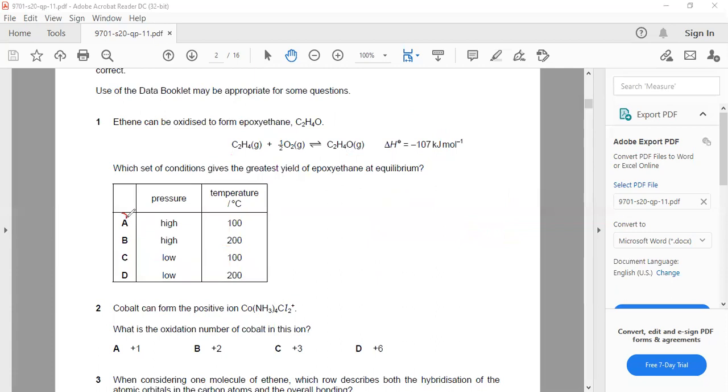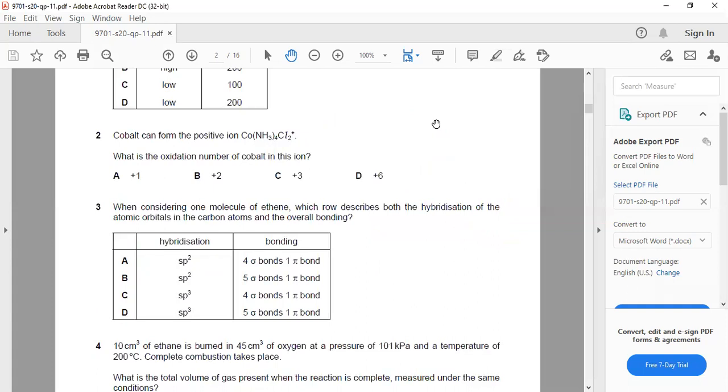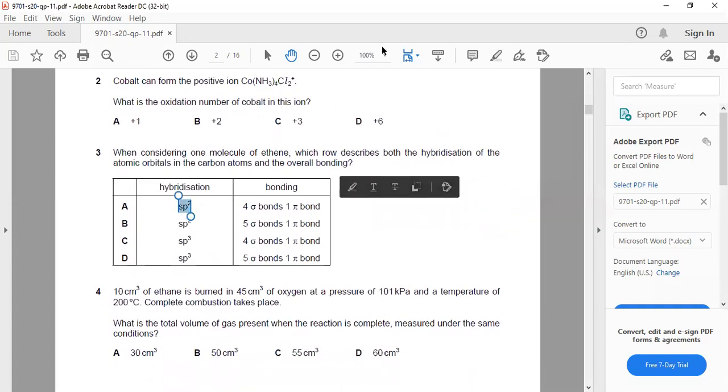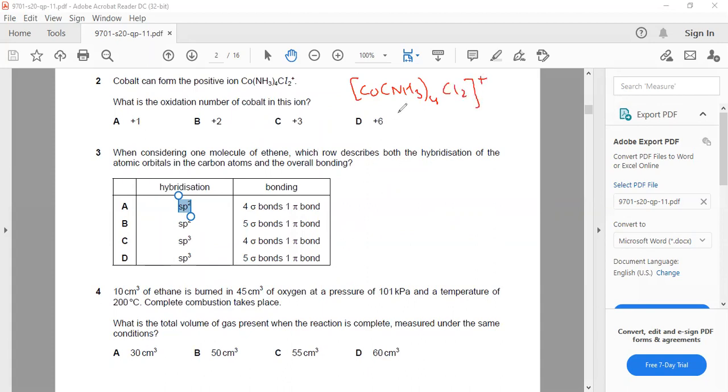I think an O-level student can also do it. Cobalt forms the positive ion. What is the oxidation number? Please, you should also attempt it simultaneously and check. It is actually like this. Overall is plus charge. Ammonia has no charge. Chlorine is -1, 2 chlorine -2. So cobalt has +3, +3 -2 +1.